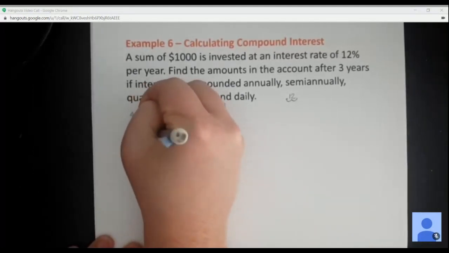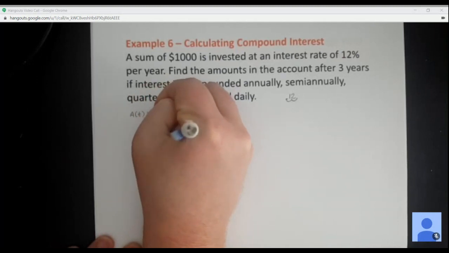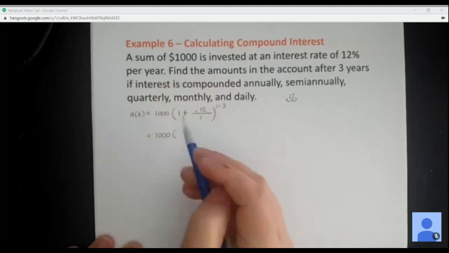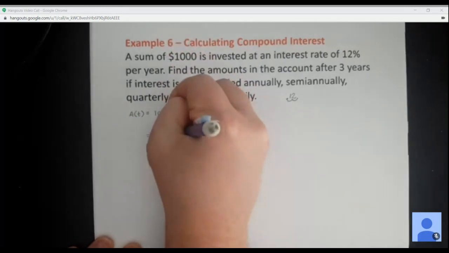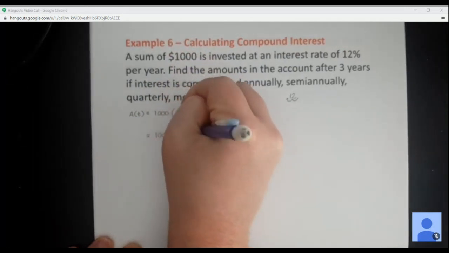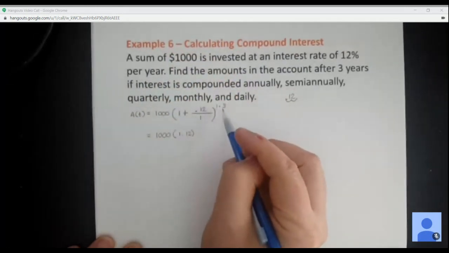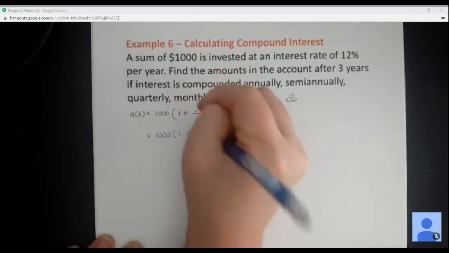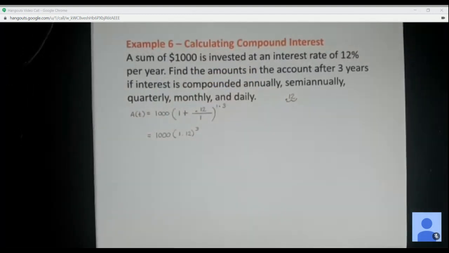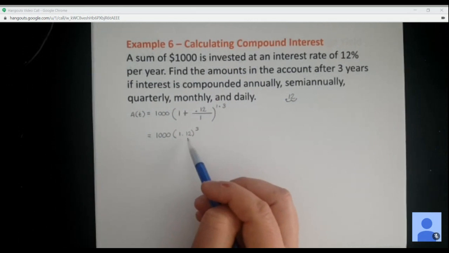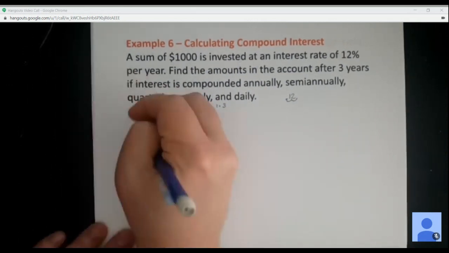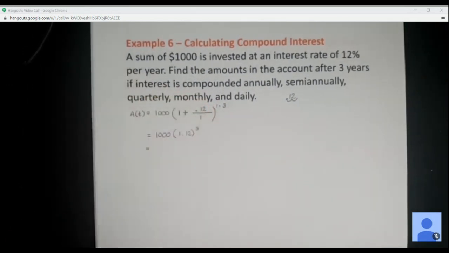But if we go through this step by step, we do what's in parentheses first. So this is going to give us 1 plus 0.12 divided by 1. That's just going to be 1.12. And then our exponent is 1 times 3, so that's just going to be to the 3rd power. All right, and then at that point, you can definitely go ahead and put it in the calculator. So we've got 1,000 times 1.12 to the 3rd power. And so somebody help me out. Tell me what you get for that.